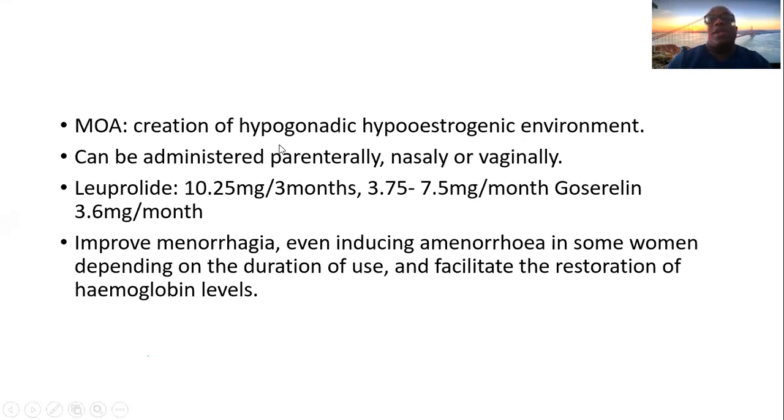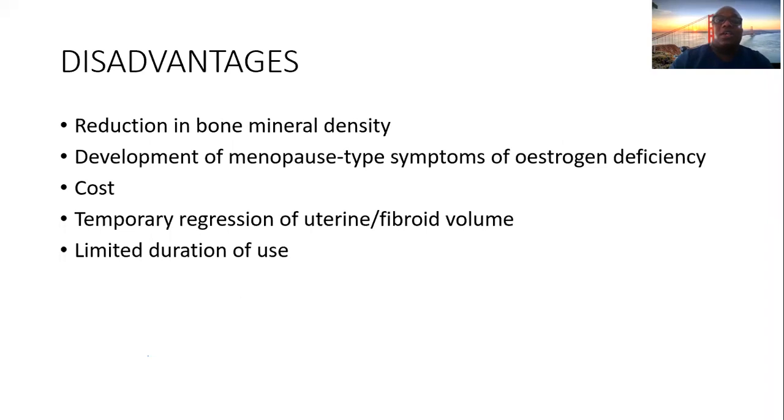And this can be commonly administered through an injection, either a monthly injection or once every 3-month injection, or even they can be administered vaginally. They are noted to improve the heavy menstrual bleeding or the menorrhagia, and even inducing amenorrhea in some women, depending on the duration of use. And they facilitate to a great extent the restoration of hemoglobin levels.